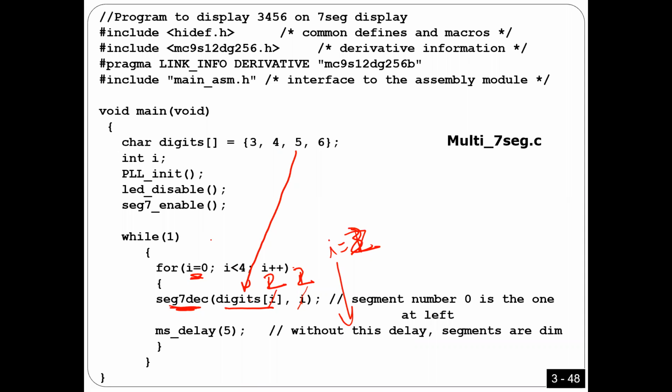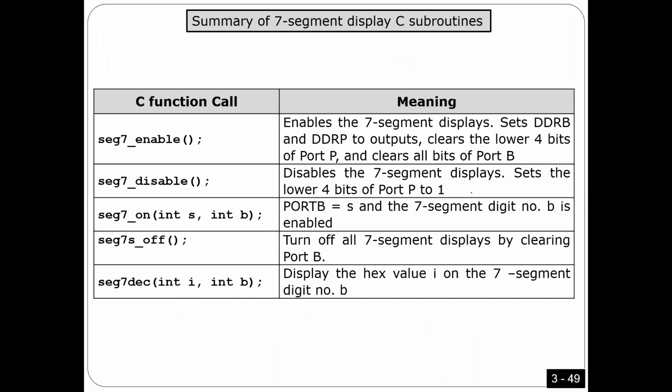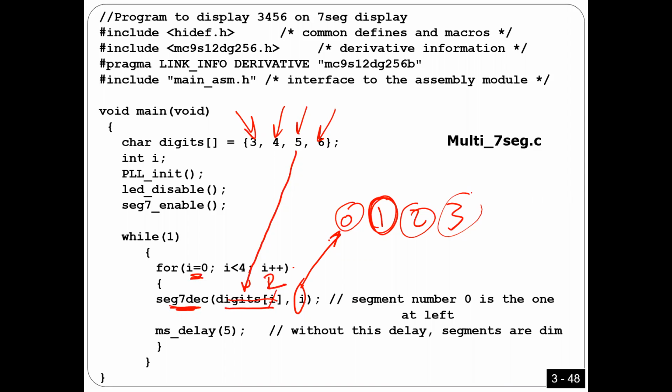So in every iteration, I'm going to get one digit from here, one by one. Also, there is another very important thing. If you look at this one, guys, this one here is going to be 0, 1, 2, 3 in every iteration, so that I can display this number on display 0. Next iteration, I'm going to enable display 1, display 2, display 3. Okay, it's very easy, right? Any questions, guys? Very easy. Any questions?